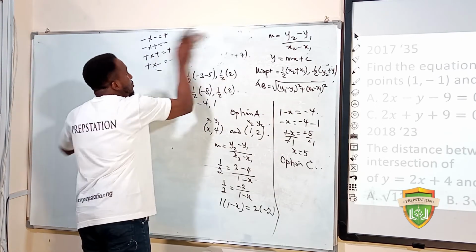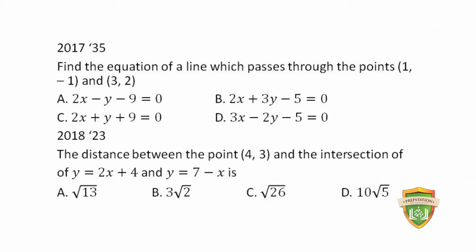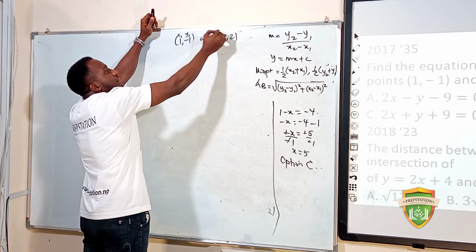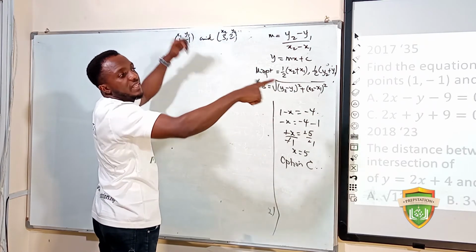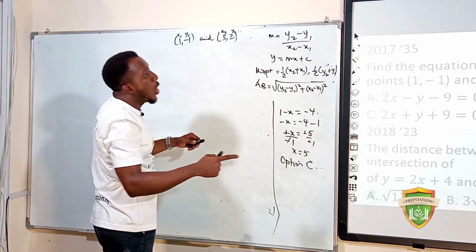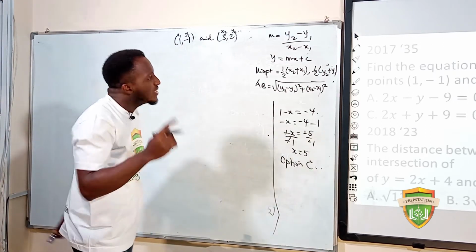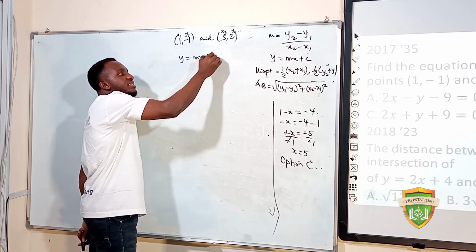If you remember when I taught you that. So we have the points. What are the coordinates of the points given? The coordinates are (1, -1) and (3, 2). So this is x1, this will be y1. If this is x2, this will be y2. We're told to find the equation of the line which passes through those points. Fine, what is the equation of a line? Can you see this? y equals mx plus c.